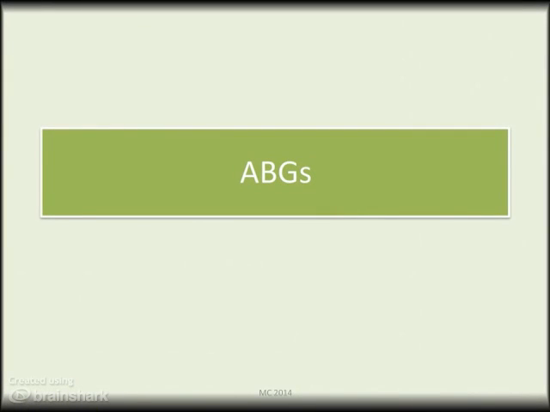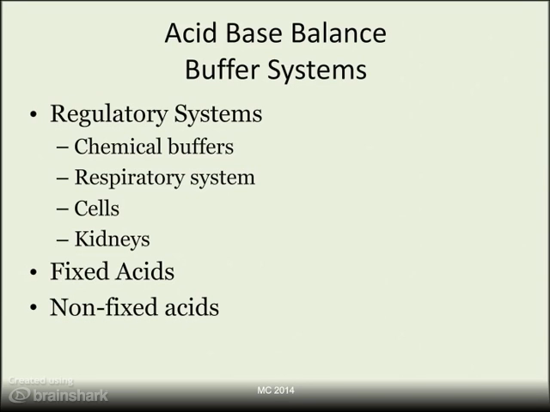So this is ABGs, and we're going to learn how to decipher these completely in this lesson. So the whole goal of the buffer system is to get the pH to stay normal. So we have chemical buffers in the body, things like bicarbonate. We have the respiratory system, which can help with buffering by either retaining or getting rid of CO2. The cells themselves are able to buffer to a very small extent, as well as the kidneys.